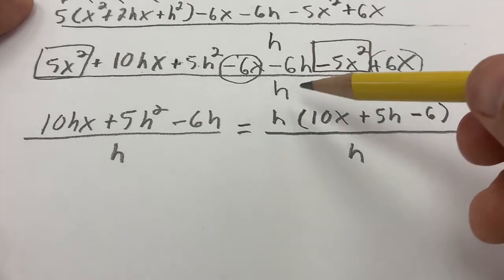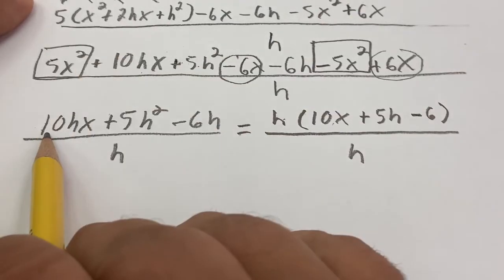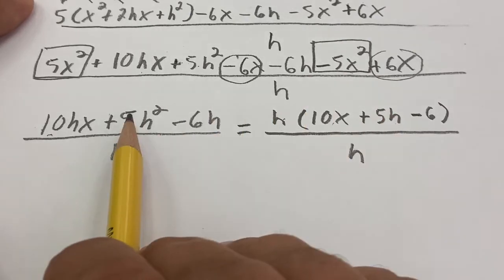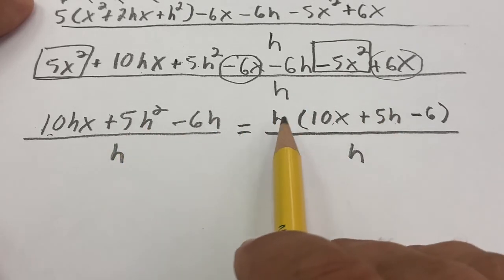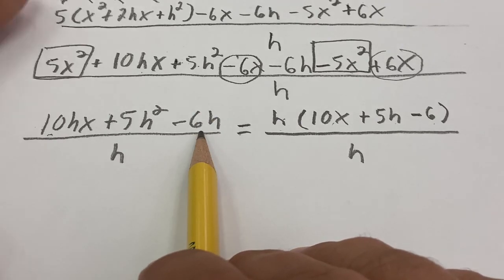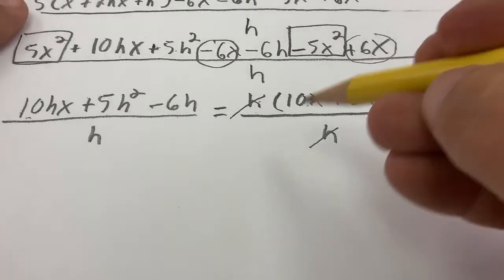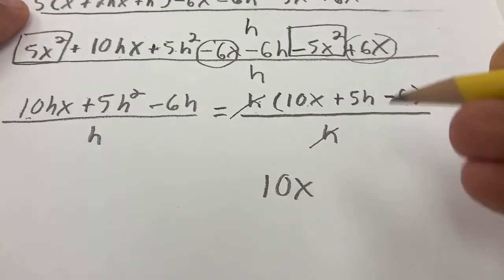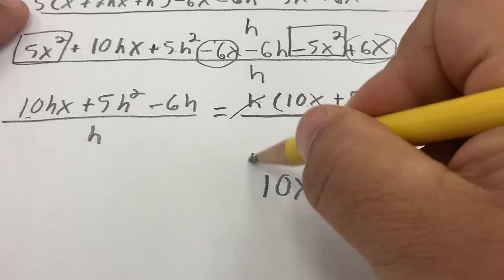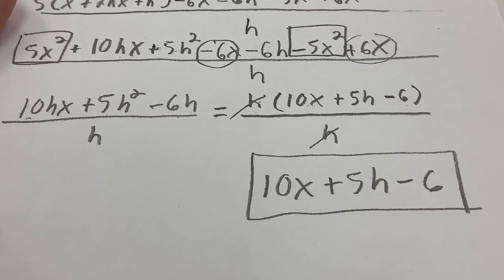Let's check. If I distribute that h, h times 10x is 10hx. If I distribute that h to 5h, that's going to give me 5h squared. If I distribute that h to negative 6, that's going to give me negative 6h. The h's simplify, and my difference quotient is evaluated at 10x plus 5h minus 6. Those are two examples of moderately high-level difference quotient problems.